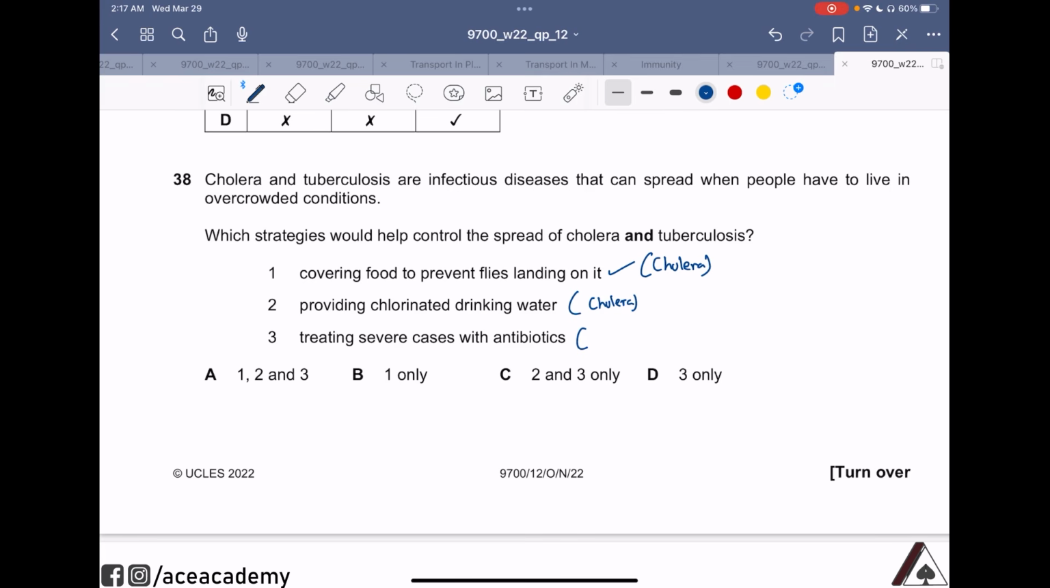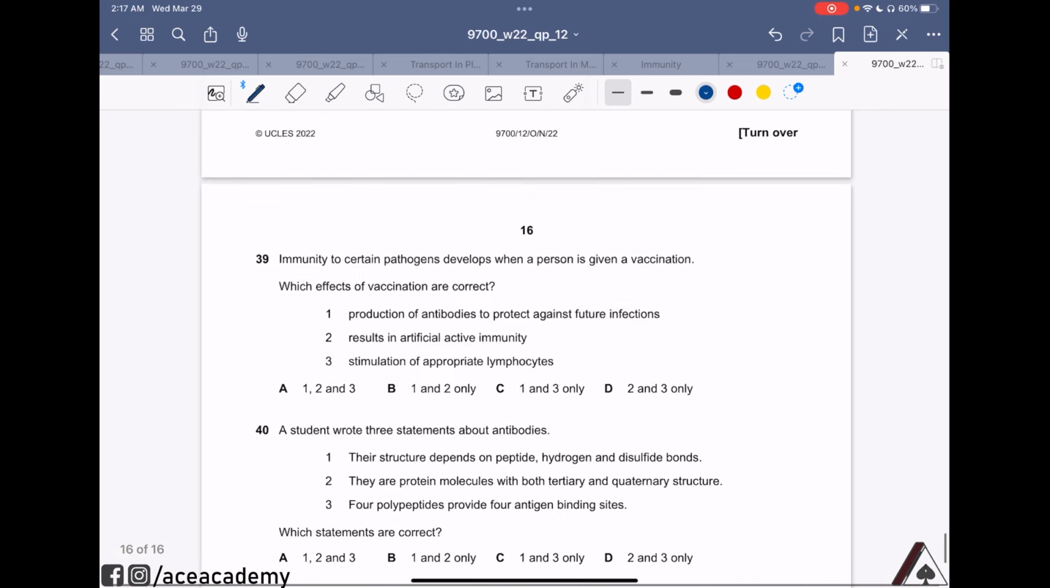And then treating severe cases with antibiotics. Since the pathogens of both cholera and TB are bacteria, yes, the serious infections can be treated with antibiotics. So cholera and TB, this is true for controlling the spread of both cholera and TB. Just three is correct. So D is the correct option. Number 39.